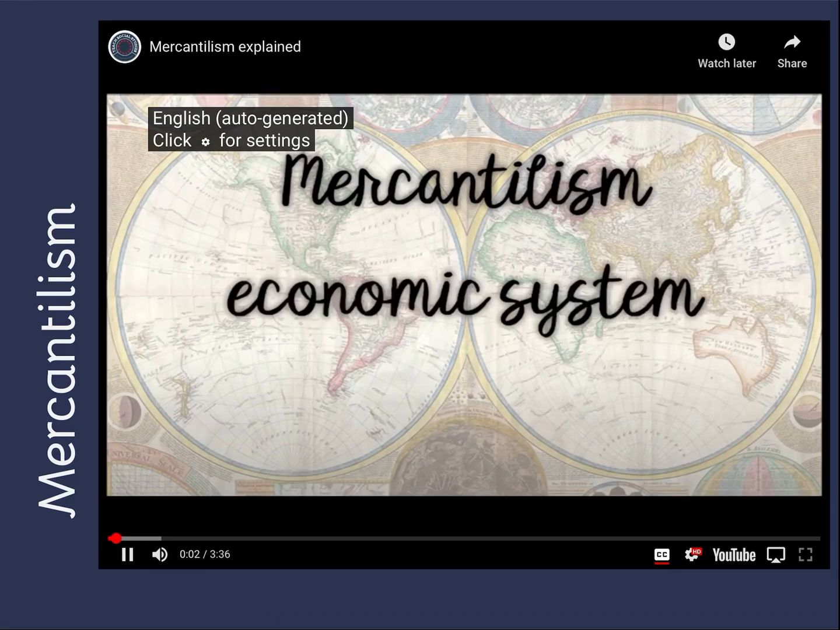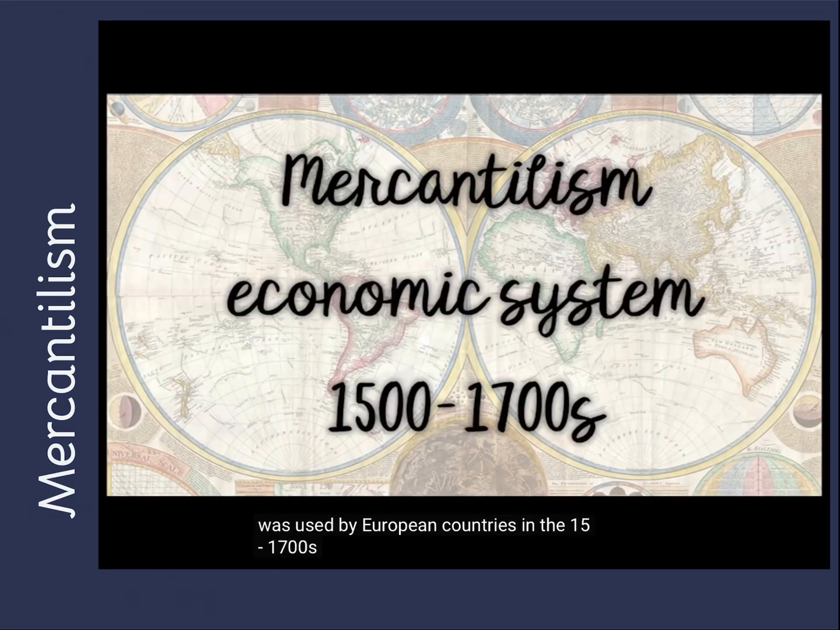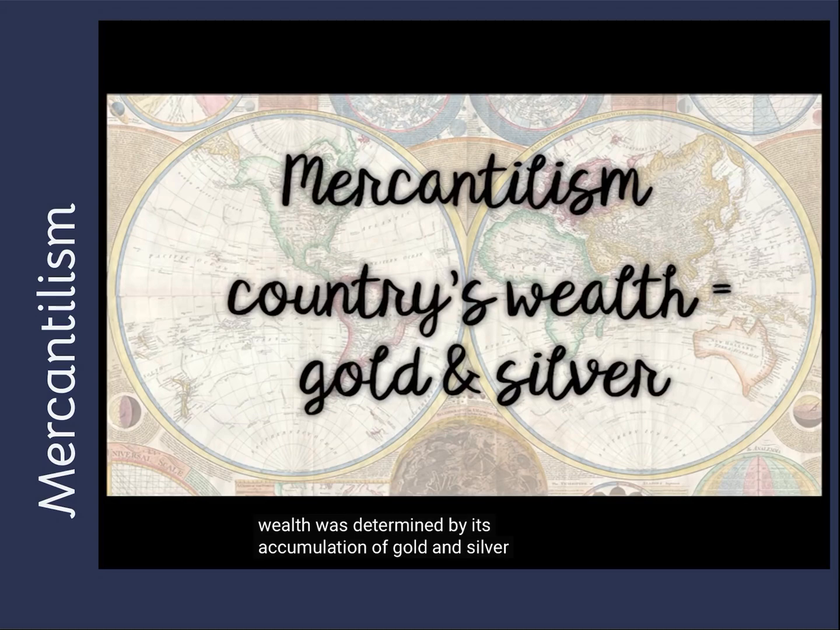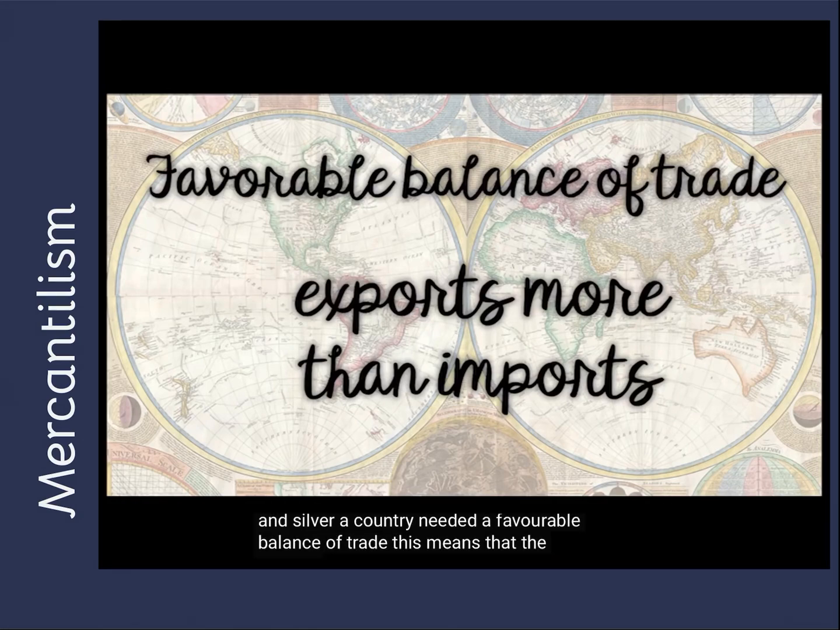Mercantilism is an economic system that was used by European countries in the 1500s to 1700s. Under mercantilism, a country's wealth was determined by its accumulation of gold and silver. So just about everything the government did was to make sure it gained more gold and more silver. In order to get this gold and silver, a country needed a favorable balance of trade. This means that the country exports more than it imports.